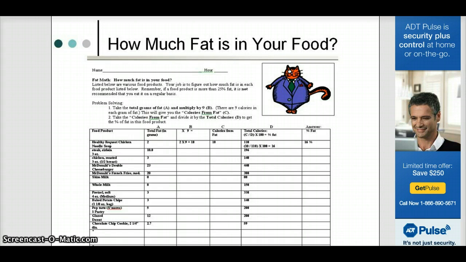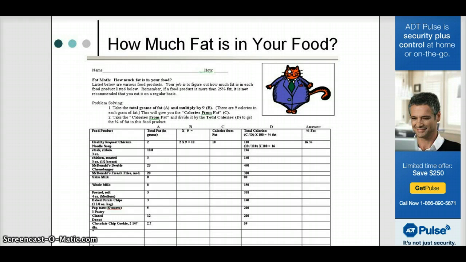So what I have provided is a real life list of some food products that students may eat on a daily basis or integrated into their family dining. And we have taken those labels and we just identified how many fat grams are in that product per serving. And then we multiply that out times the 9 calories per gram. And then we want to look at what percent of the total calories from that product is fat. The general rule of thumb is that if your product is 25% or more fat, it is not recommended that you eat that on a regular basis.